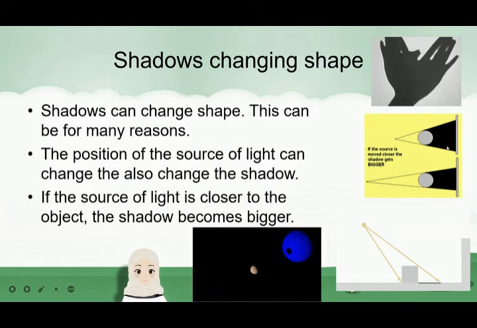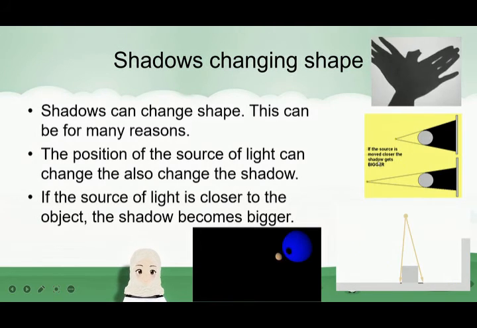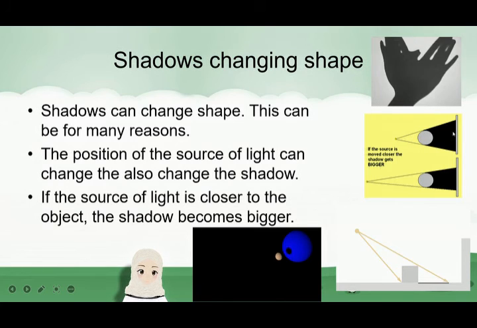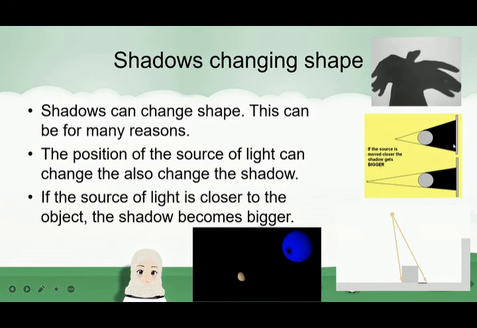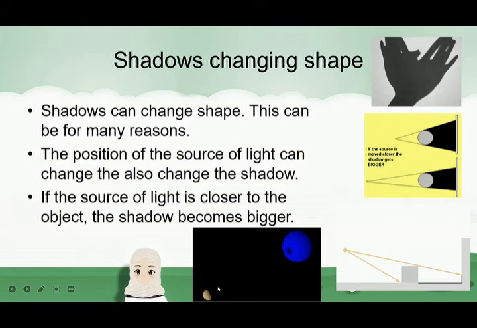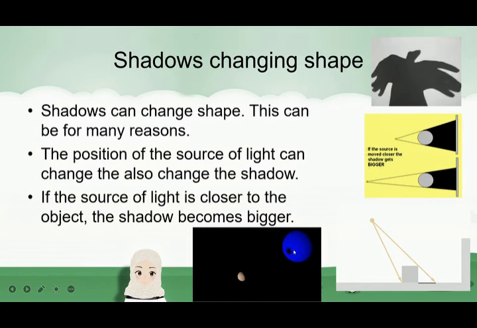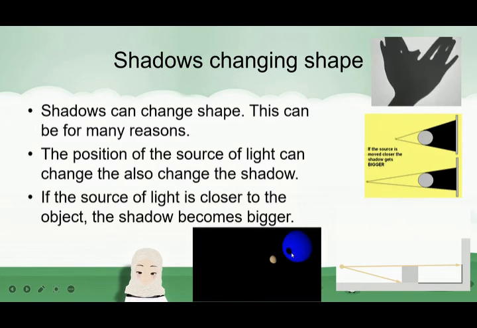You can also see over here that if the source of light gets closer to the object, the shadow becomes bigger. So this one, when it's far, the shadow is a bit smaller. Then when the source of light is closer, you can see the shadow being bigger. Also over here, if it goes far, the shadow is small. Goes close, the shadow is bigger.